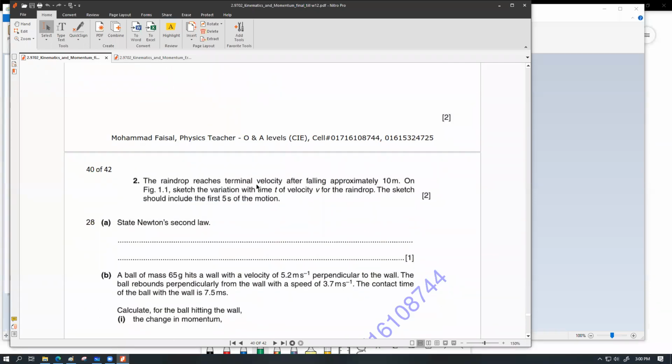Number 2 says the raindrop reaches terminal velocity after falling approximately 10 meters. On figure 1.1, sketch the variation with time t of the velocity v for the raindrop. The sketch should include the first 5 seconds of the motion. Now, this is the difficult part where we have to do some guessing. I'll tell you why. The raindrop reaches terminal velocity after falling approximately 10 meters.